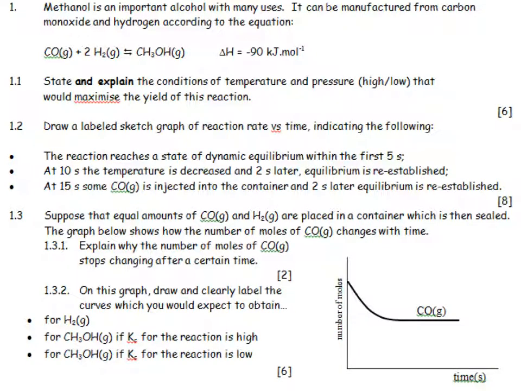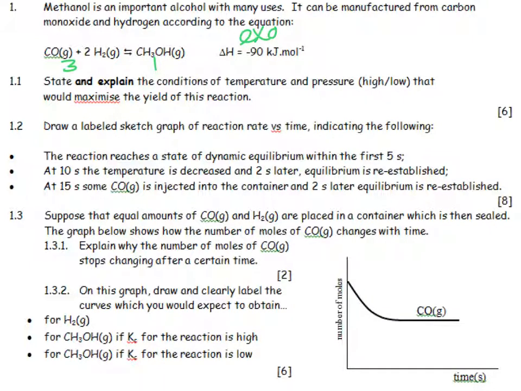Methanol is an important alcohol with many uses. It can be manufactured from carbon monoxide and hydrogen according to this equation over here. It is quite clearly an exothermic reaction with 3 gas moles on the left and 1 gas mole on the right. State and explain the conditions of temperature and pressure that should maximize the yield.